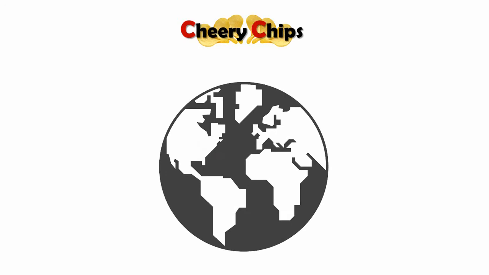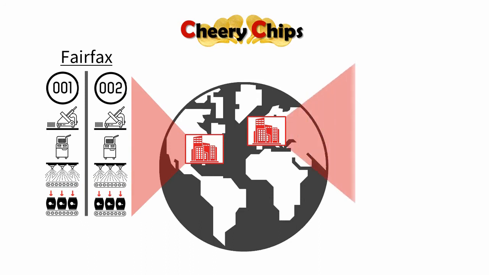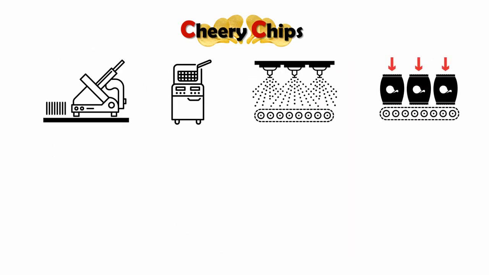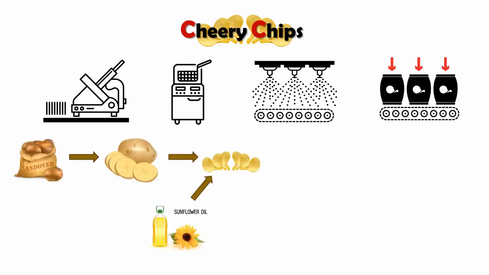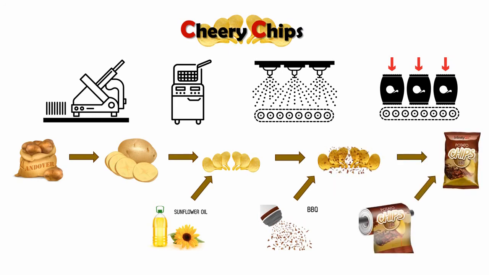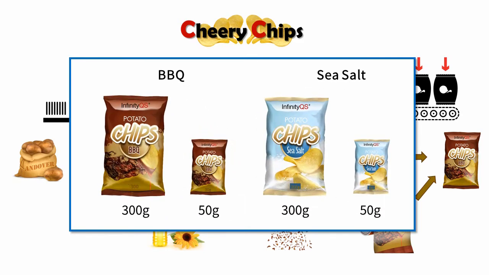Cheery Chips, our fictional potato chip producer, has two manufacturing sites, one in Fairfax, Virginia, and the other in Luton, UK. Each site contains two complete production lines. The process for producing potato chips includes slicing the raw potatoes, frying the raw chips, seasoning the cooked chips, and packaging the seasoned chips. Currently, the company makes two flavors and sizes for a total of 4 different packaged varieties.